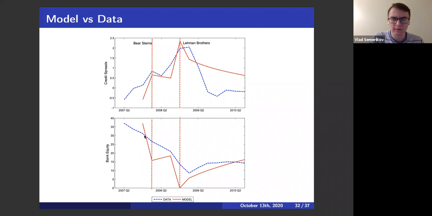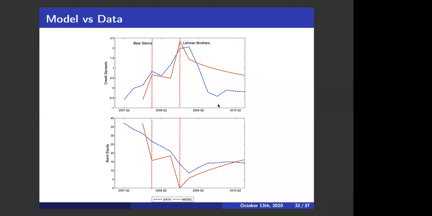And the data line is measured by the S&P financial aggregate index. We see that the model captures the pattern fairly well. The only discrepancy is that the credit spreads just right after the crisis are much lower compared to what the model suggests, but it reflects the policy interventions made by the Fed.